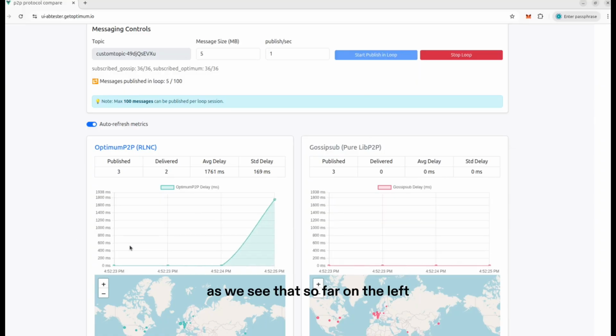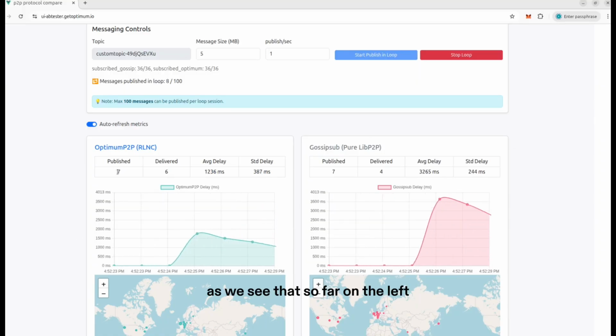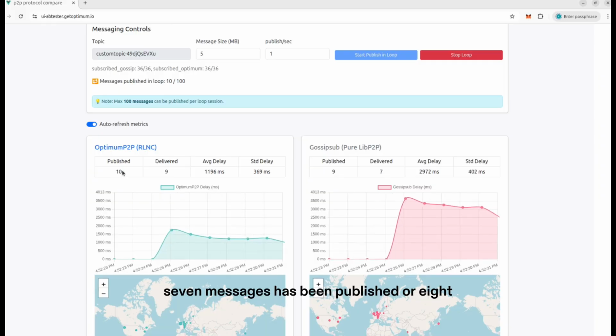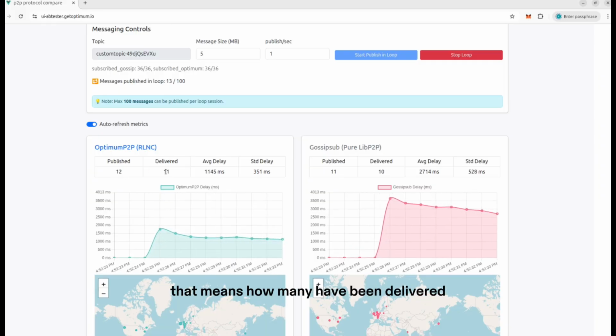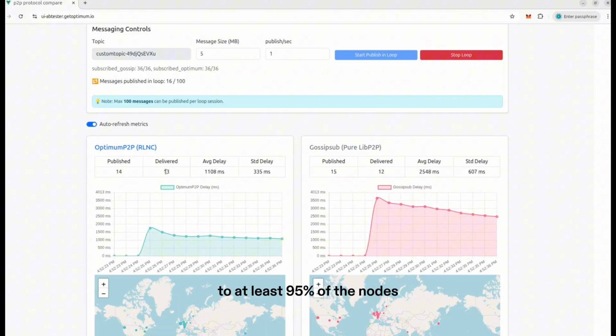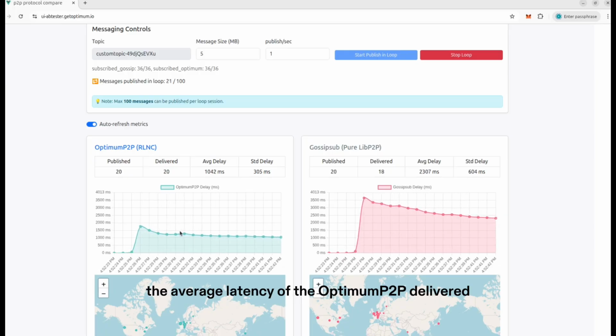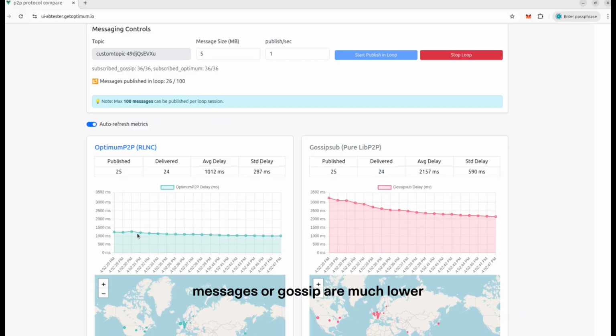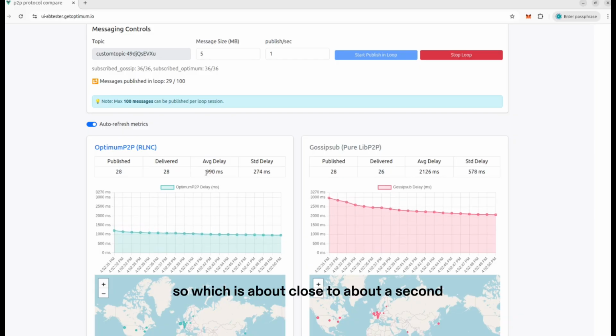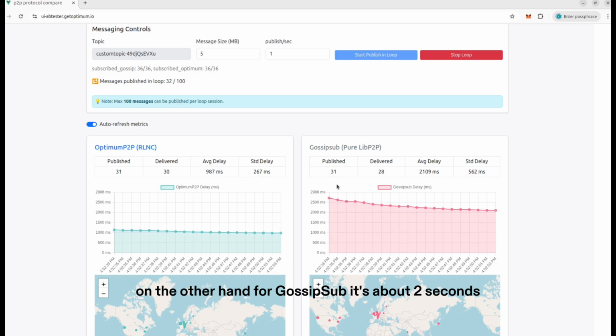As we see, so far on the left, 7 or 8 messages have been published, and then we see how many are delivered, meaning how many have been delivered to at least 95% of the nodes. As you can see, the average latency of the Optimum P2P delivered messages is much lower, close to about a second. On the other hand, for GossipSub, it's about 2 seconds.